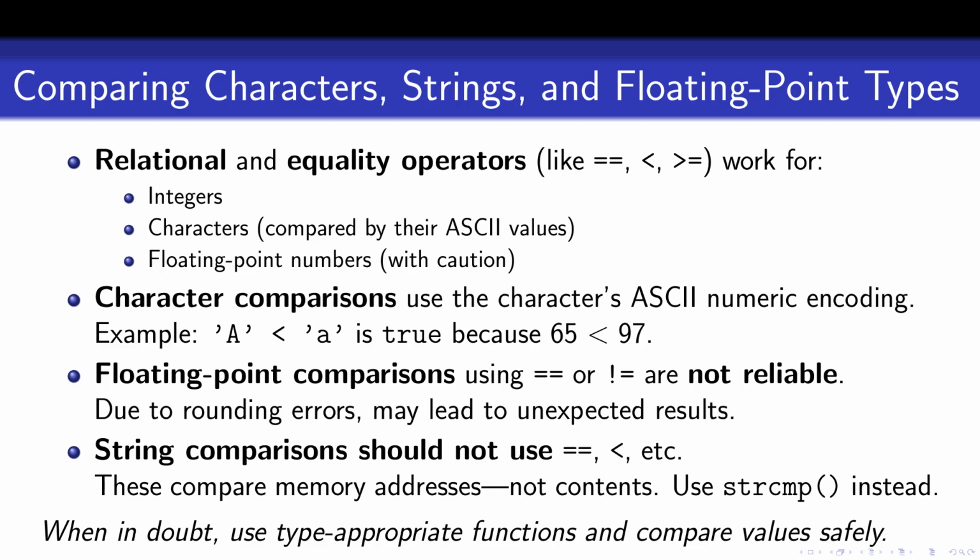To compare strings by value, you must use the string compare function from the string.h library. If the strings are equal, it returns 0. Another important point is about floating point numbers. Avoid using equals equals to compare them. Due to how they're stored, two floats that should be equal might differ slightly. Instead, compare them using a tolerance or epsilon. Understanding how each data type is evaluated ensures your comparisons work as intended.